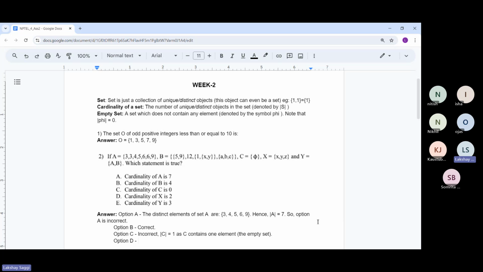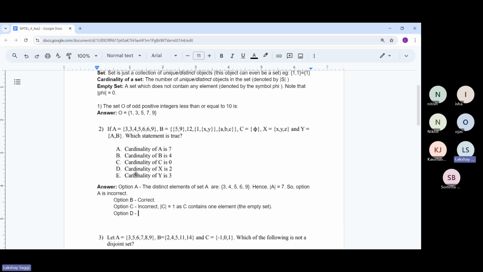Then comes option D, and option D says the cardinality of X is 2. Here we see that this is again incorrect, as there are 3 elements x, y, z. So the cardinality of X is 3. This is pretty straightforward.